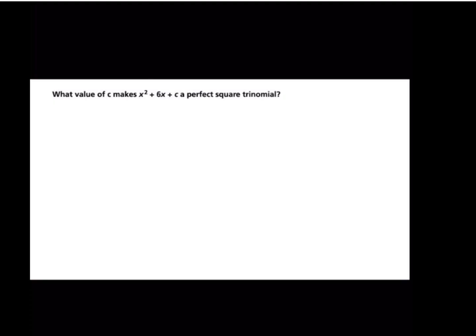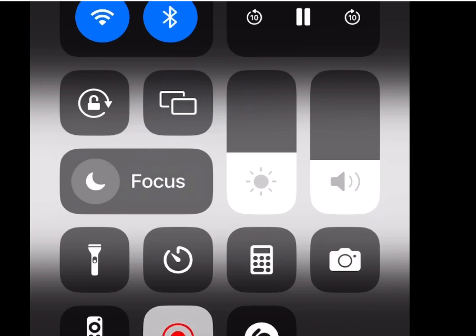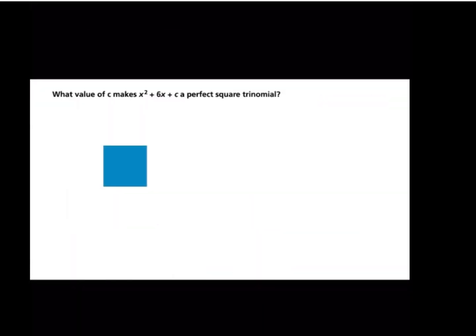x squared plus 6x plus c, a perfect square trinomial. Use one x squared tile to show the x squared. Then use 6 x tiles to show the 6x. Now, try to form the tiles partially into a square. Because squares have equal side lengths, split the x tiles into two groups. Put half on one side of the square and half along the bottom side. Now one side is x plus 3 and the other side is x plus 3.